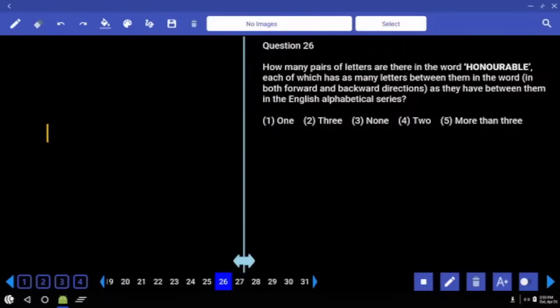Now the question is honorable. How many such pairs? H-O-N-O-R-A-B-L-E. How many such pairs of letters are there in the word honorable? Starting with H: H-I-J-K-L-M-N-O-P-Q. O-P-Q-R-S-T-U-V-W. N-O, there is a pair. N-O-P-Q-R, and no letter more than this one. A and B, there is one more pair.